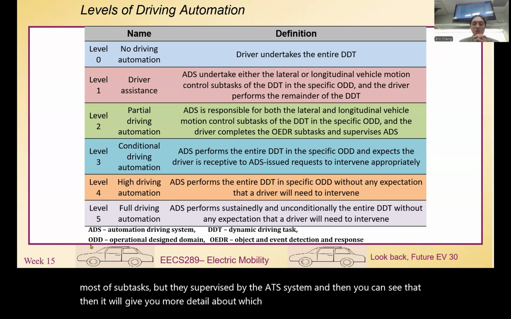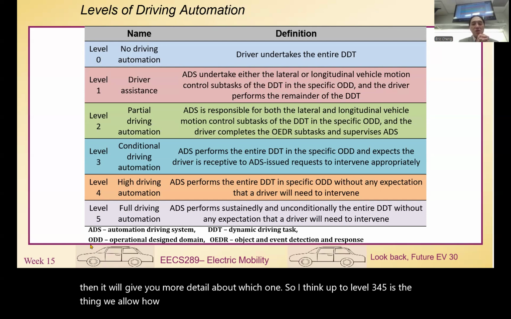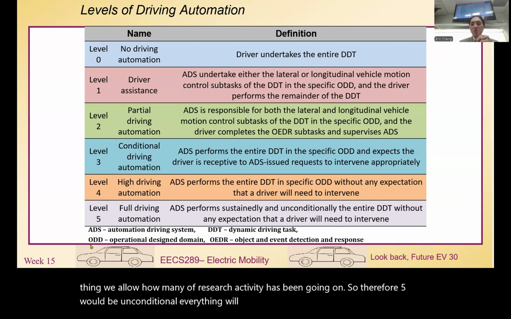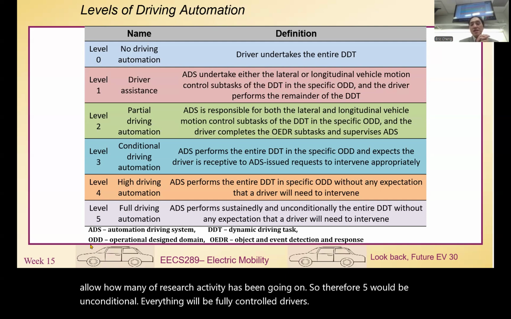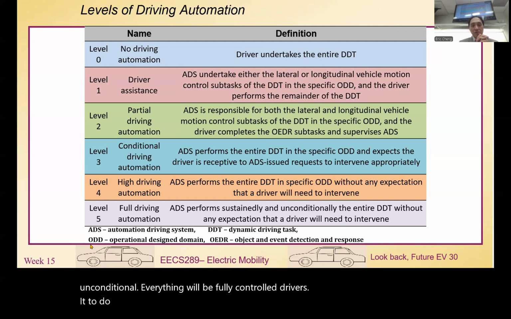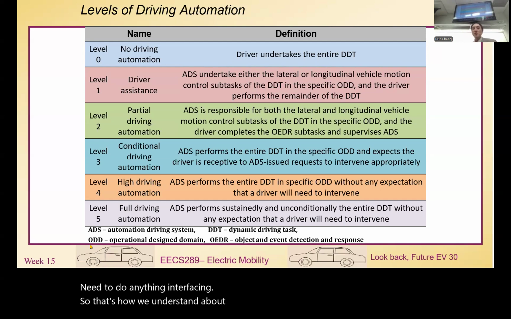So I think level 3, 4, 5 is the thing we are at now, where many research activities have been going on. Level 5 will be unconditional. Everything will be fully controlled. The drivers don't need to do any interfacing. So that's how we understand the different levels of driving automation. Any question up to this point?